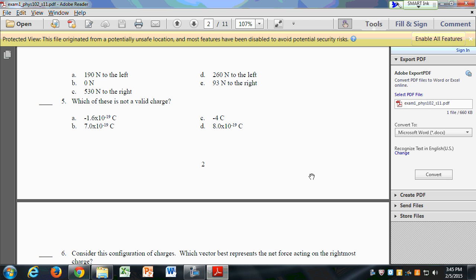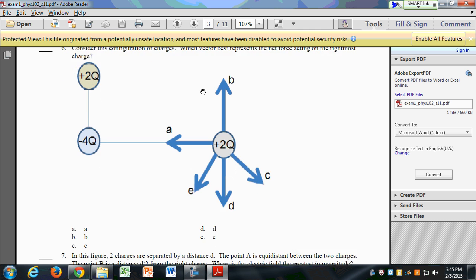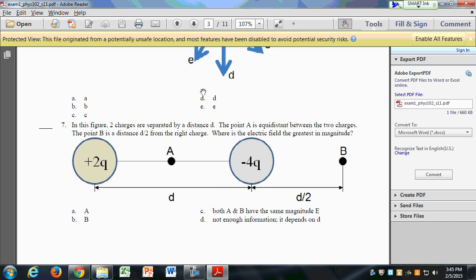Which of these is not a valid charge? You just take each number and divide by the fundamental unit of charge, 1.6 times 10 to the minus 19. And whichever one is a decimal is not the right answer, because you can't have a fraction of an electron or proton. Let's talk about that.